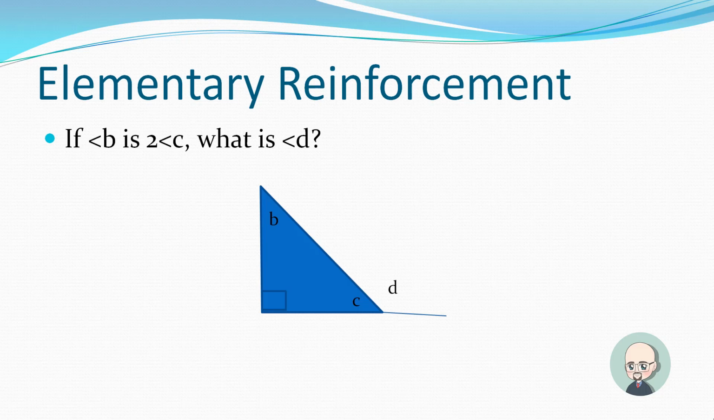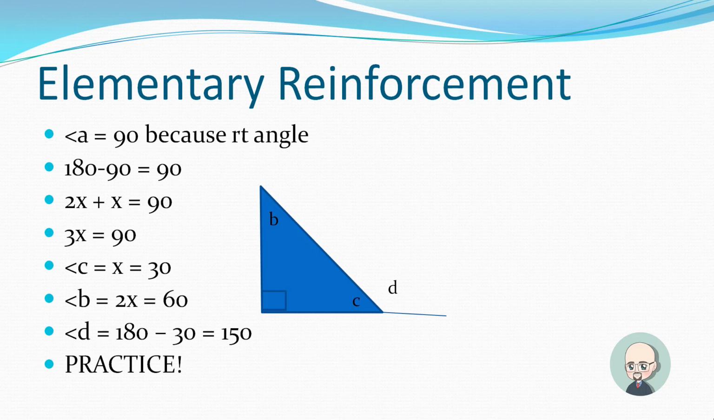So let's try and figure this out. Angle A is 90 because of a right angle. So 180 minus 90 equals 90. Now we're going to have to get into some of that algebra. Remember we said that angle B is 2 times angle C. So we have 90 left. Let's solve for x first. 2x plus x equals 90. 3x equals 90. Angle C equals 30. Angle B is 2 times angle C, 2 times x, which is 60.